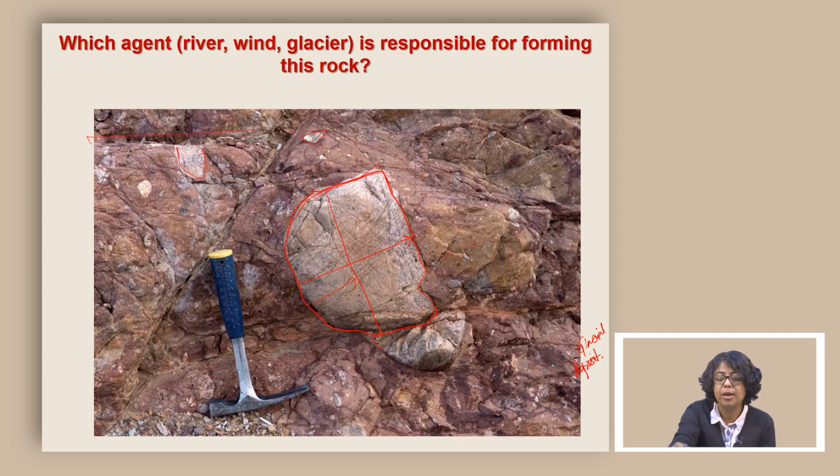So, if you have to comment on the sorting of this entire rock, it is going to have very poor sorting. It will also have very angular fragments. These are typical signatures of a glacial deposit. So, glacier is the responsible agent for creating this rock.